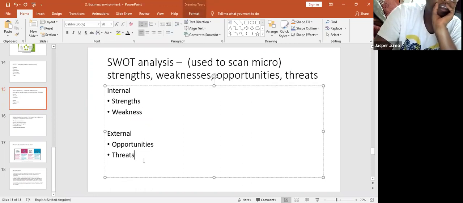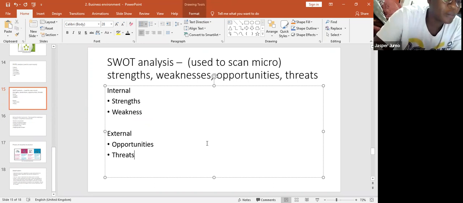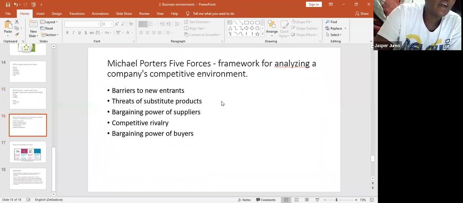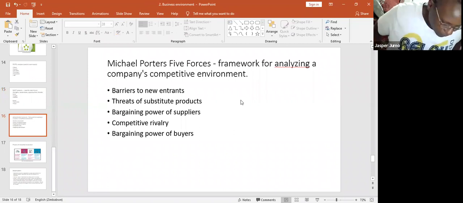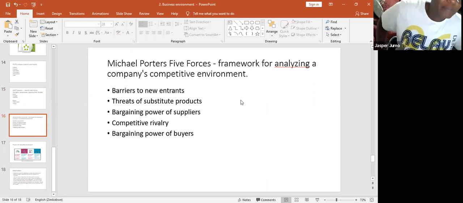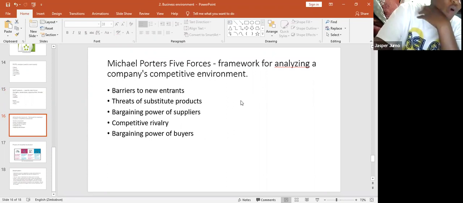And then the threats. You have heard that Checkers is going to open just a kilometer away from you. That's a threat. Checkers is a big supermarket that can really threaten you. So you are scanning the environment to check your strength as an organization. Then lastly, we have what we call the 5 forces. Now, this one was formulated by Michael Porter. It's used to analyze how competitive you are.